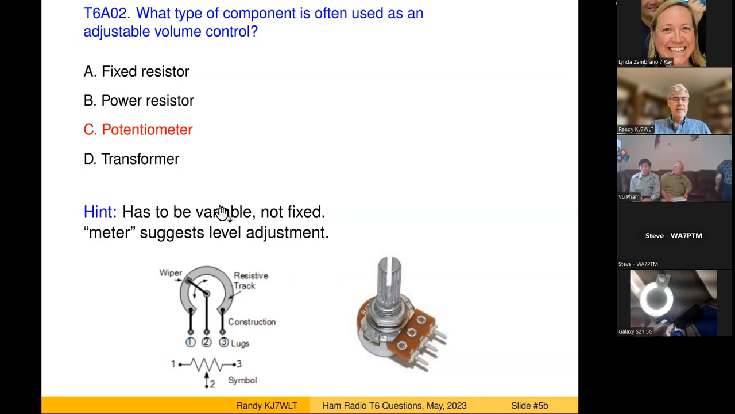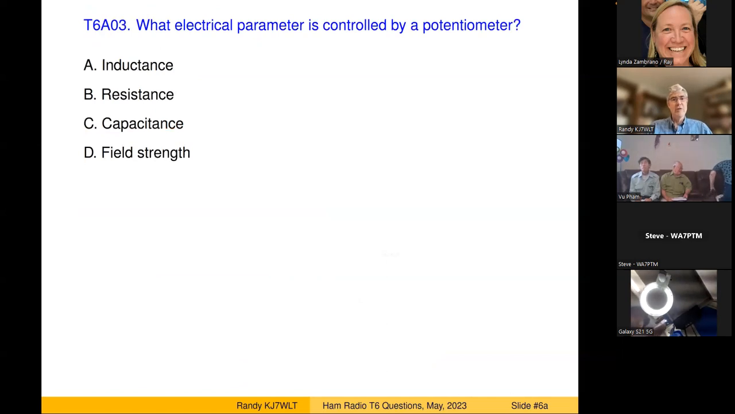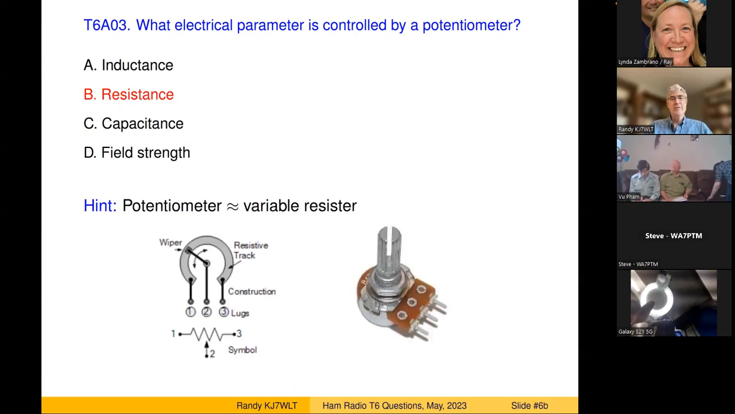It has to be variable, though, since it's adjustable, so it's not a fixed resistor, but it's a potentiometer, and it meters the amount of current that's flowing, and therefore the volume. So what electrical parameter is controlled by a potentiometer? Well, we just saw that on the last slide. A potentiometer is a variable resistor, so it's the resistance that's controlled by the potentiometer.